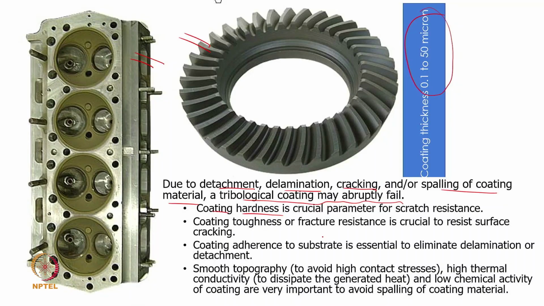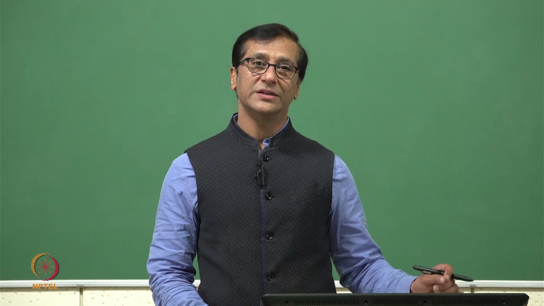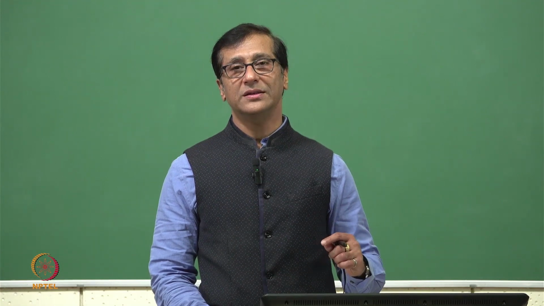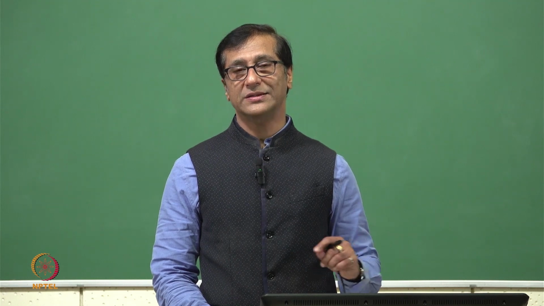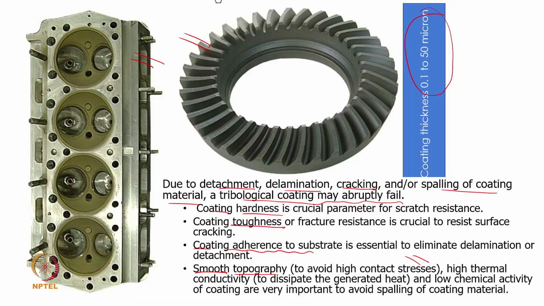So coating hardness is a crucial parameter, coating toughness is a crucial parameter, and adherence to the surface. Maybe in the next lecture we will see how we find out the coating thickness and the strength of the coating on the surface, how it is getting adhered. Those things will be covered in the next lecture. And next one is a smooth topography, because we have already learned that if peaks and valleys are fewer, then the surface stresses will be lesser and contact stress will be lesser, and this can be done particularly when we are working at the atomic level. Surface roughness can be improved significantly.